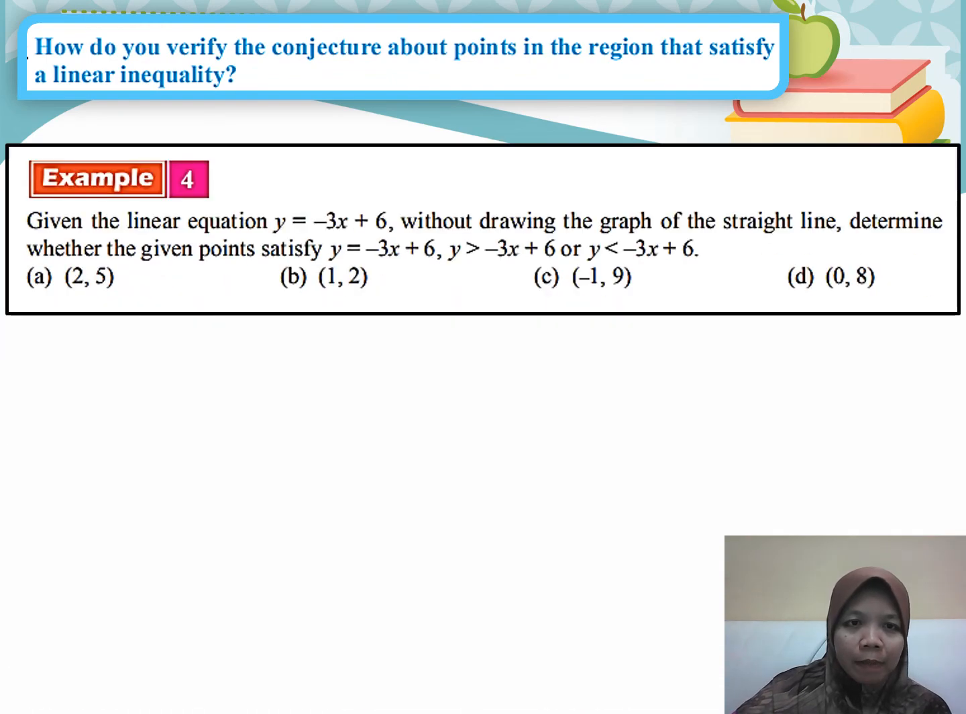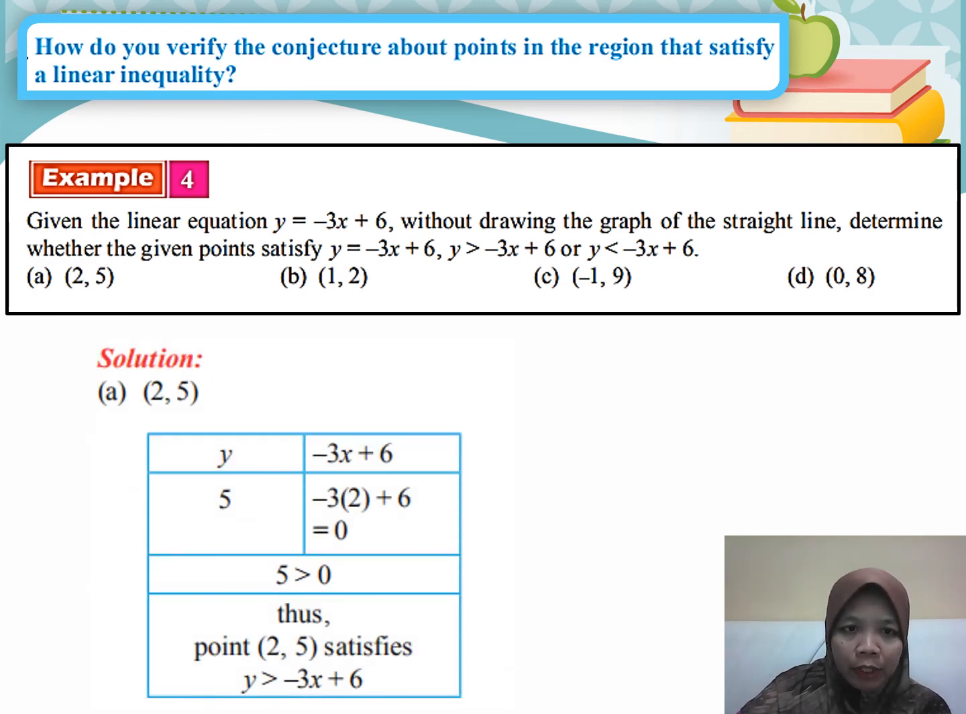Last example, example 4. Given the linear equation y equal to negative 3x plus 6, without drawing the graph of the straight line, determine whether the given point satisfies y equal to negative 3x plus 6, or y greater than negative 3x plus 6, or y less than negative 3x plus 6. So we have 4 points here. We try to solve one by one. We try A first.